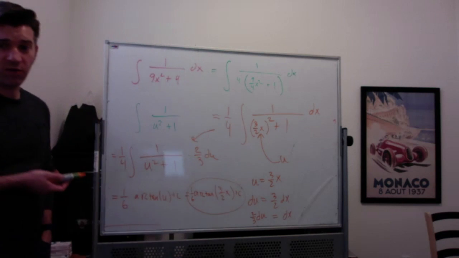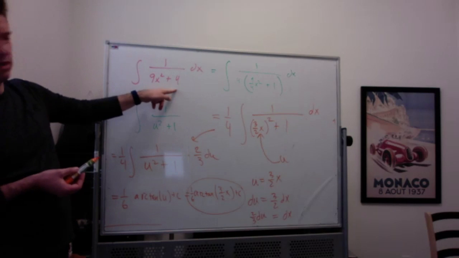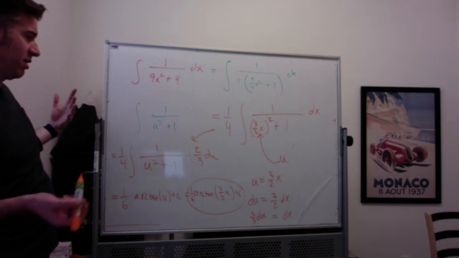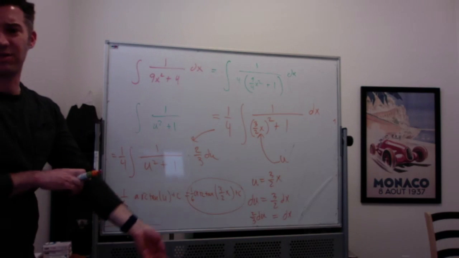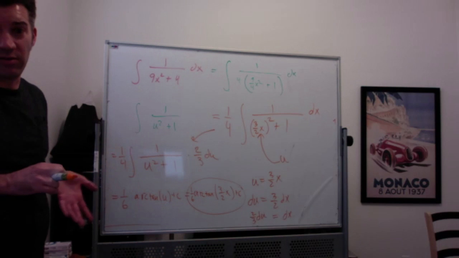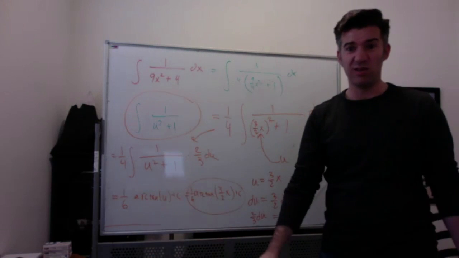There's probably a formula for this somewhere in your book where you've got 1 over ax squared plus b squared, and the formula is like 1 over a times b arctangent of a over b, or I don't know, something crazy like that. I would never be able to memorize that formula, but I definitely know how to make it into something I can integrate by doing a u substitution.